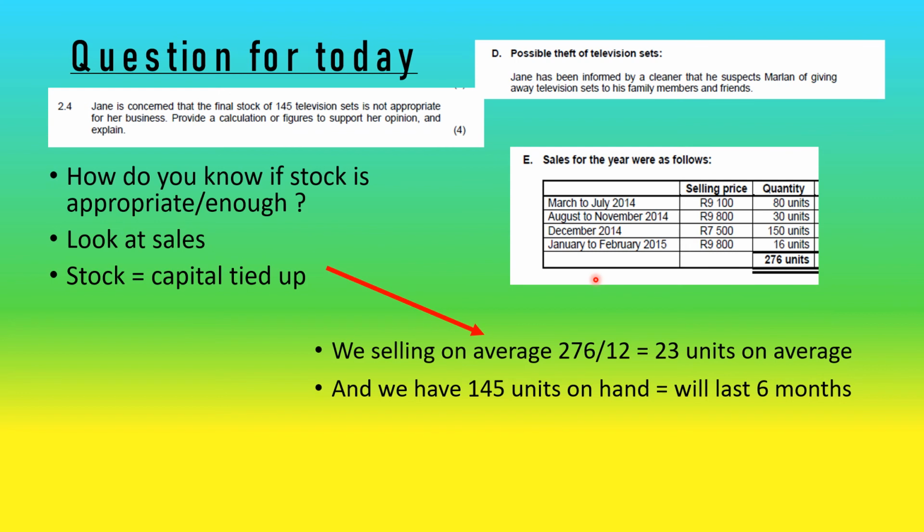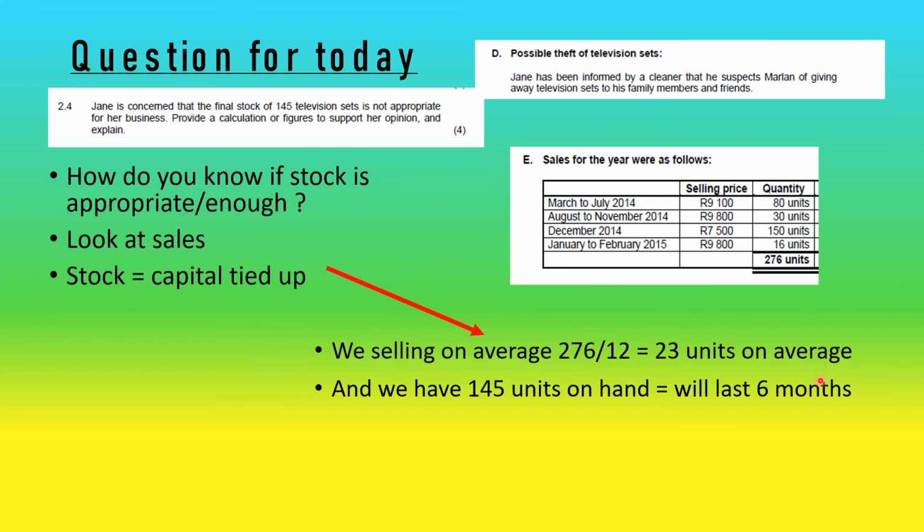So unlike our previous question where we had to determine if the cleaner was right or wrong, in this question we already have a direction that Jane already has an opinion, and now we have to support her opinion. So anytime you'd like to know whether the business has enough inventory, what you should be doing is determining how much sales they have, right? So before you even do any complicated formulas, you know you've sold 276 units for the year, right? So if you divide that by the year, you've sold about 23 units per month. How much inventory do you have? You've got 145 units left on hand, which means if you sell at the same rate, which is 23 units, you would actually have inventory for 6 months.